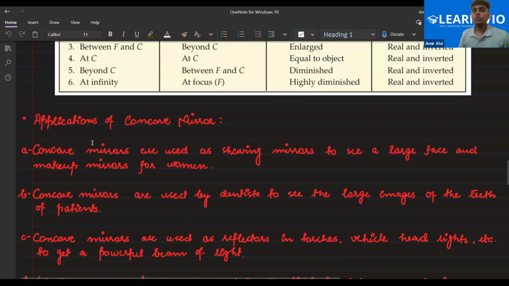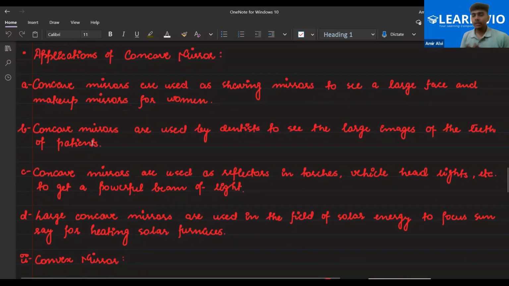Now let's talk about the applications. Applications are an important topic from which questions come very frequently. These are basically conceptual and basic questions, right? Where do we use the concave mirror in our day-to-day life?